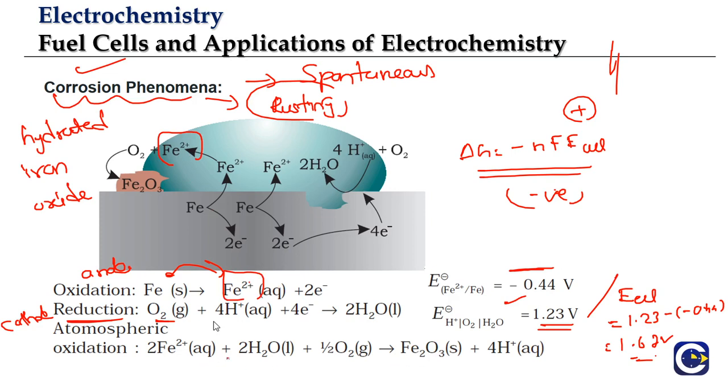So that happens because of, again, atmospheric air and the moisture content. So Fe2+ ions will be further undergoing atmospheric oxidation, where they will finally be forming Fe2O3, and the hydrated ferric oxide is what we will be calling the rust. So rust is nothing but hydrated ferric oxide.